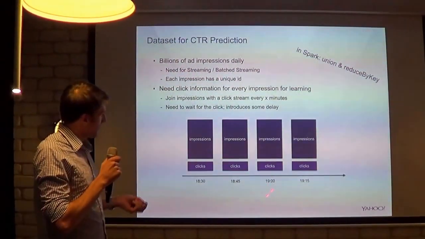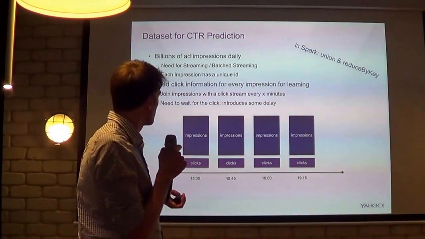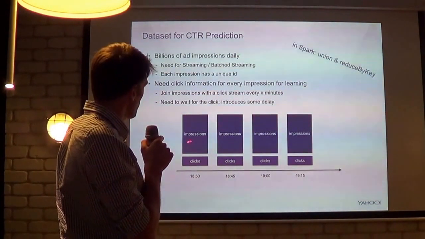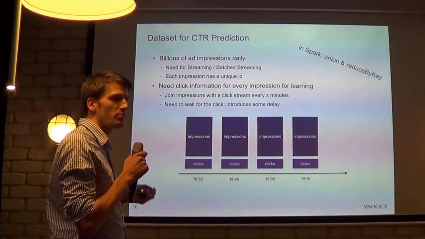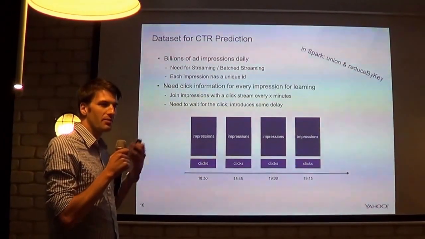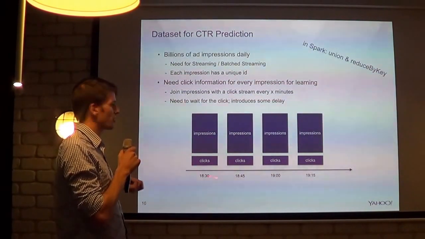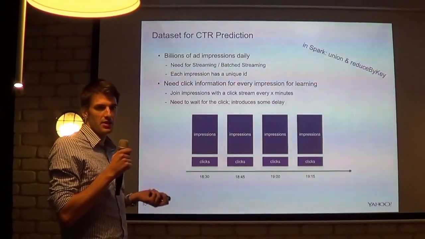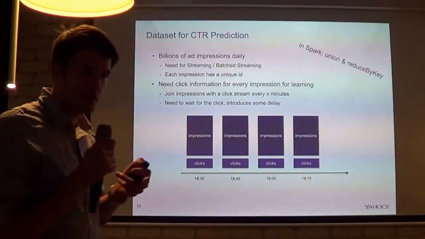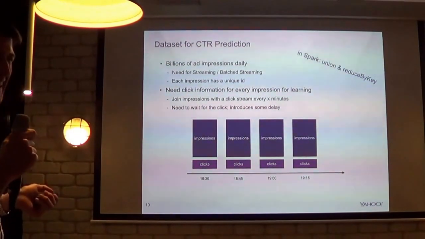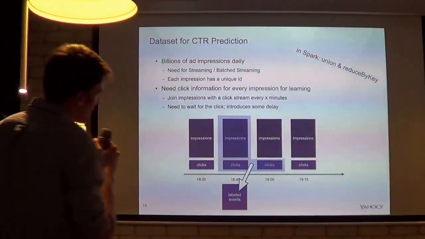Every few minutes, let's say here it's 15 minutes, but you might choose a different interval, you have a stream of impressions and you have a stream of clicks. So every time serving displays an ad, you would see an impression in the logs. Same for clicks. So every time somebody clicks on an ad, you would see it in the click stream. Okay. So now let's say, how do we?